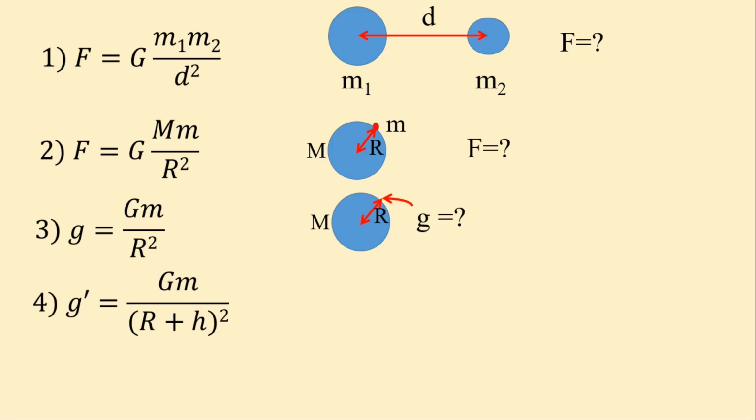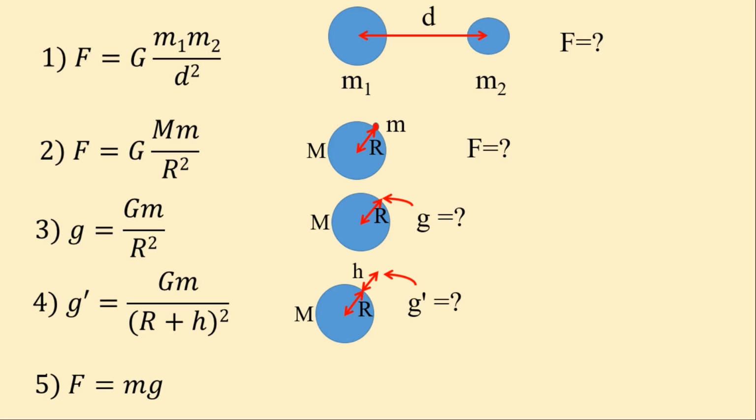Now let's go to the next equation: g dash equals G M by (R plus h) whole square. We use this equation if we have a huge heavenly body having mass capital M and radius capital R, and we want the acceleration due to gravity at a certain height h from its surface. The acceleration due to gravity at that height is denoted by g dash, and to calculate g dash we can use this equation.